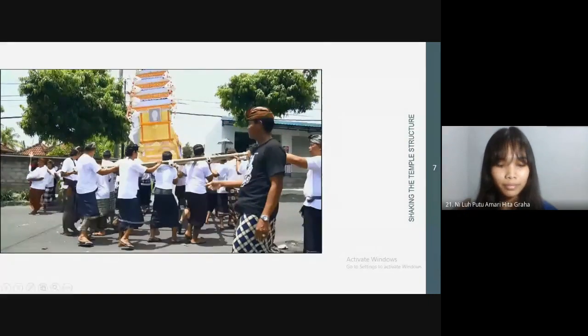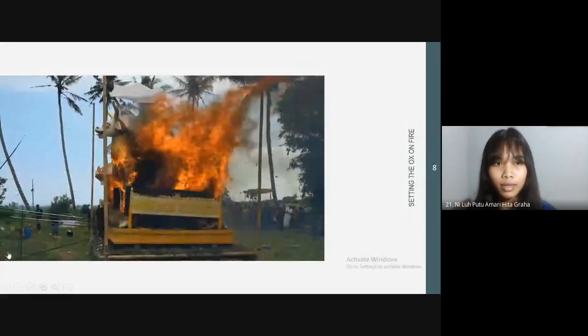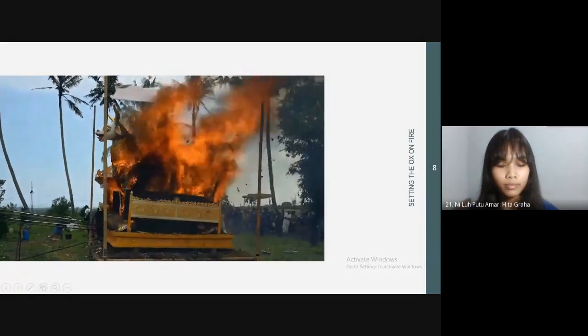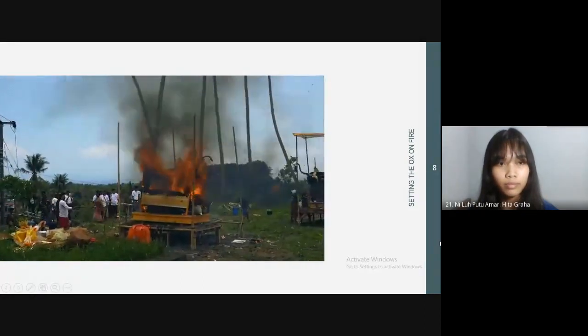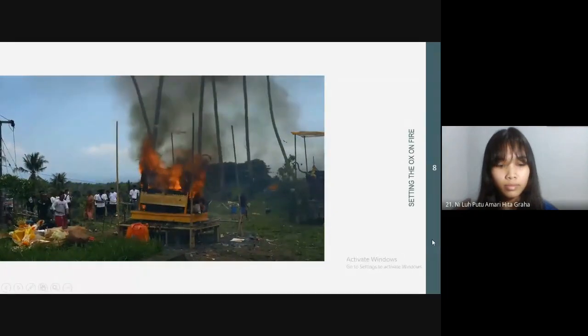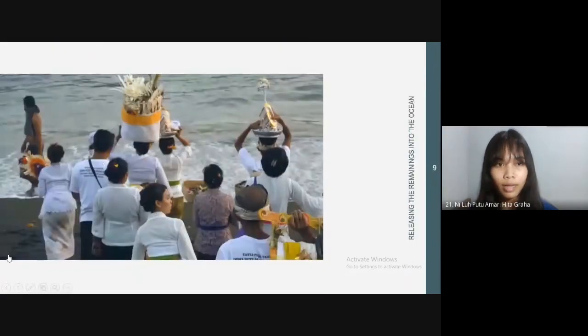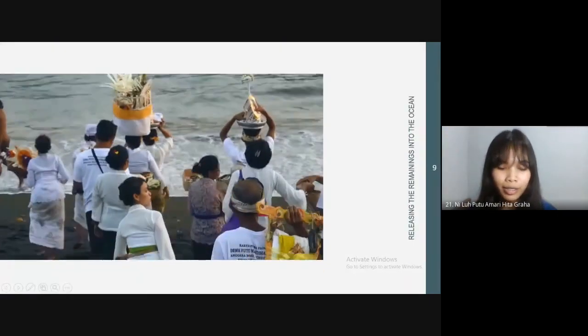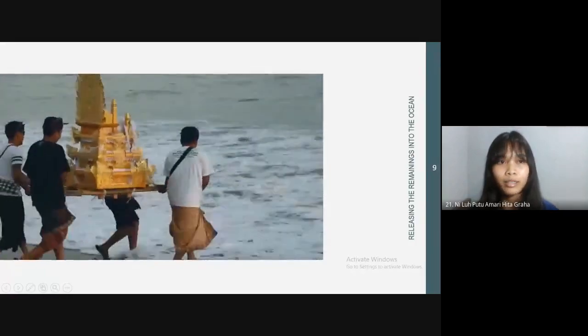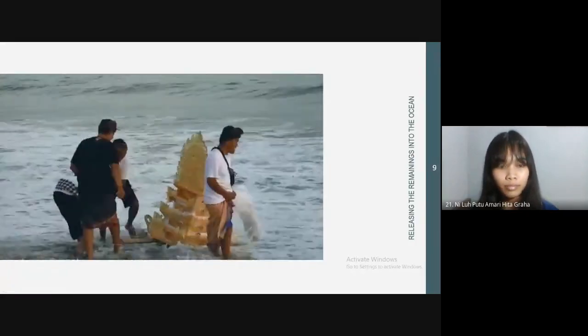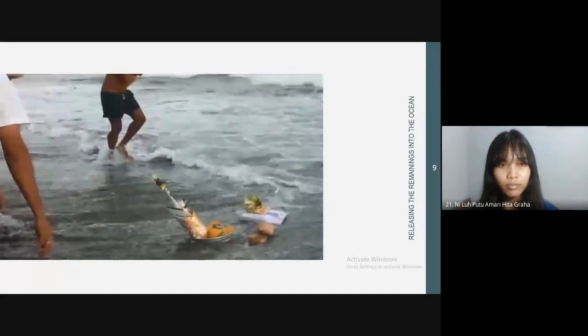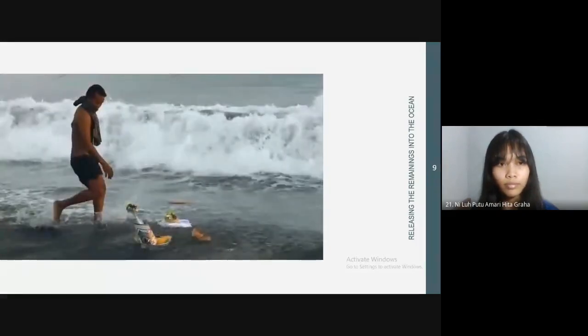Next. And this is a video of them setting the ox on fire. And next. And this is the family members releasing the remains into the ocean. Next.